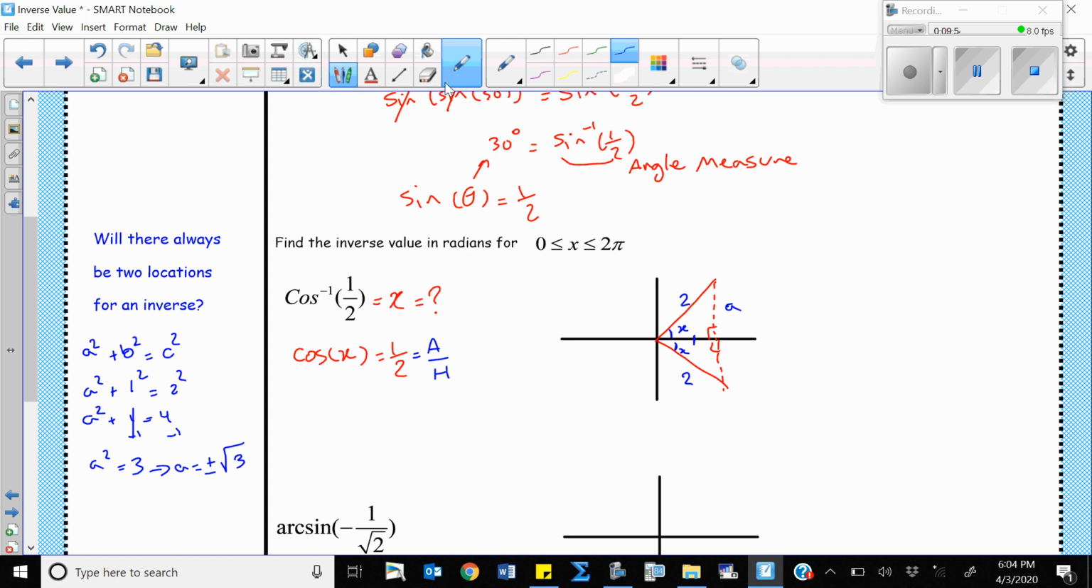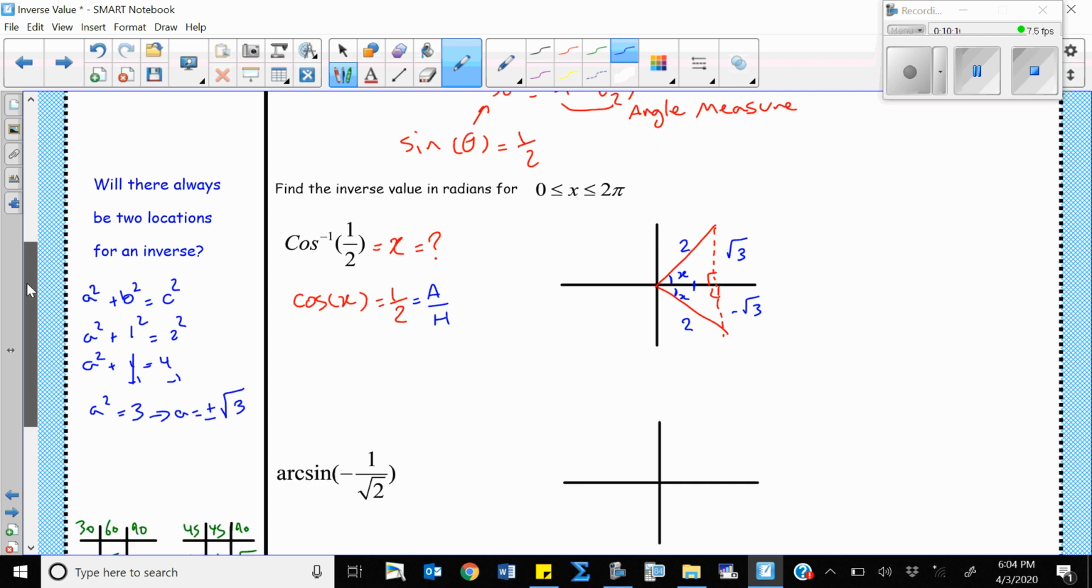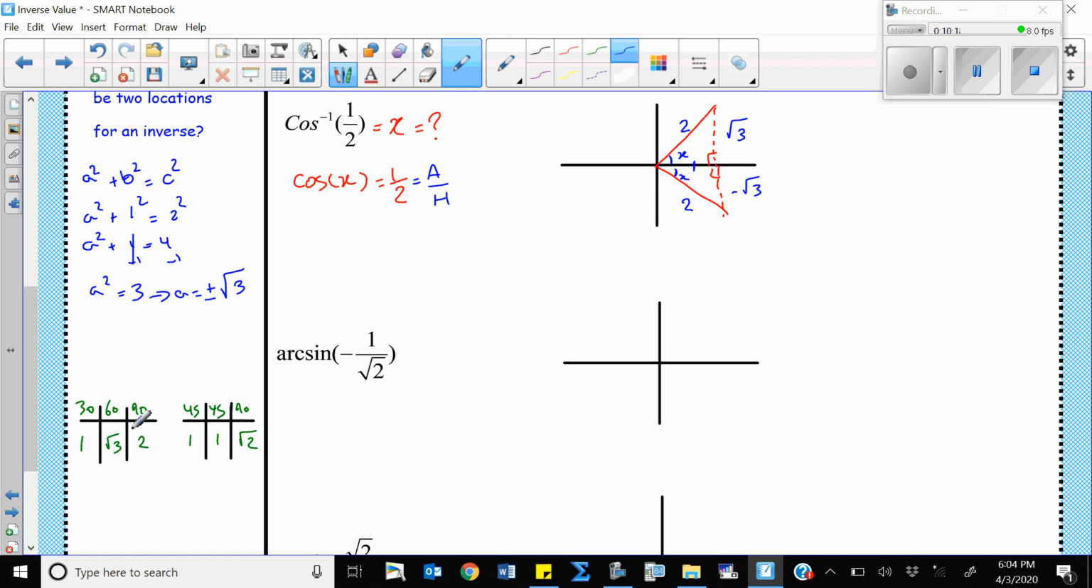So this side, a, is basically root 3, and the other one will be negative root 3 because this is on top of the x-axis, so this is positive and the other one is negative. So I have my right triangles here. If you have a closer look at the ratio of the sides, you will see that those are the same as the ratio of 30, 60, 90 triangle. So opposite 60 is root 3. That means this angle x is basically 60 degrees.